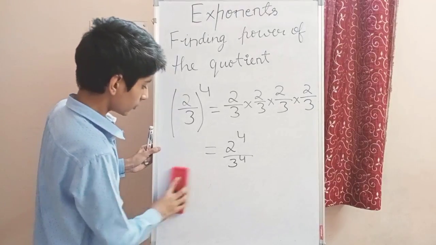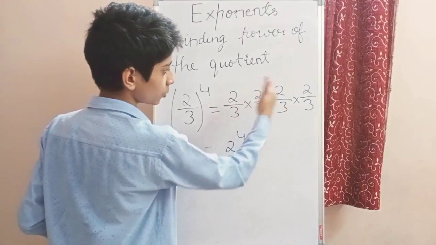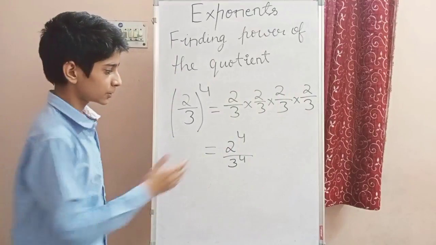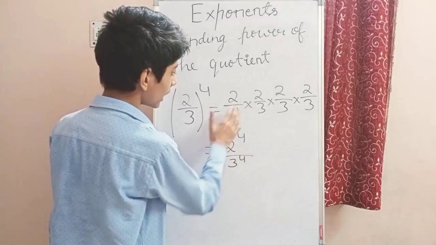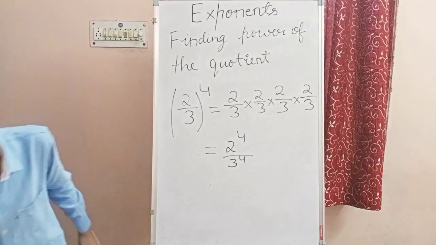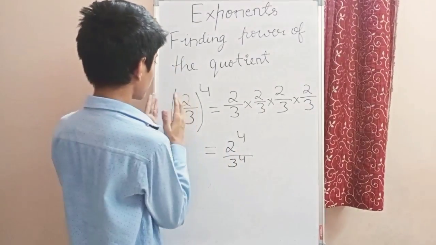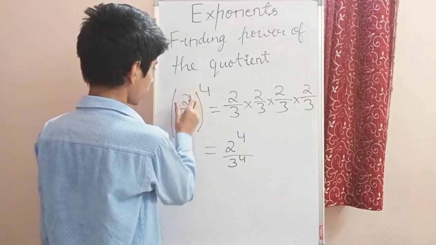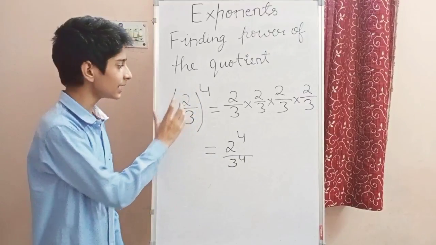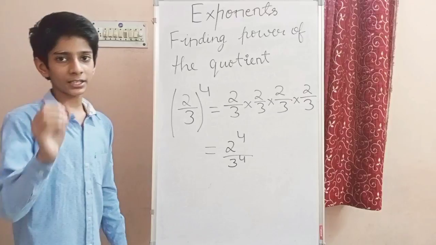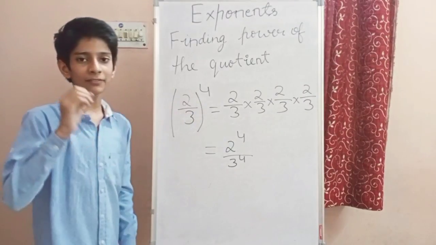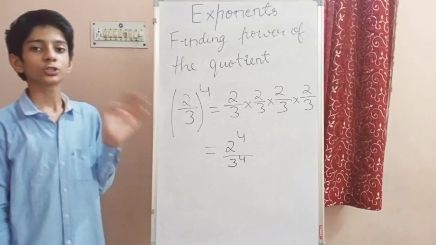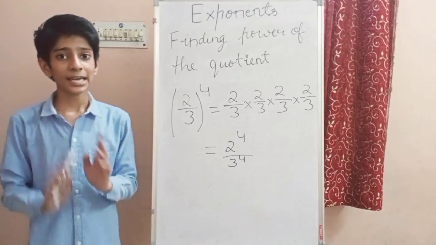So what do we do? We did it like this, 2 upon 3 into 2 upon 3, we did this 4 times. So we got 2 raised to the power 4 and 3 raised to the power 4. It means if there is 2 upon 3 in the bracket and outside the bracket raised to the power 4 or 3 is written, then both numbers will have that power. Okay, so now you are clear with the laws of exponents.